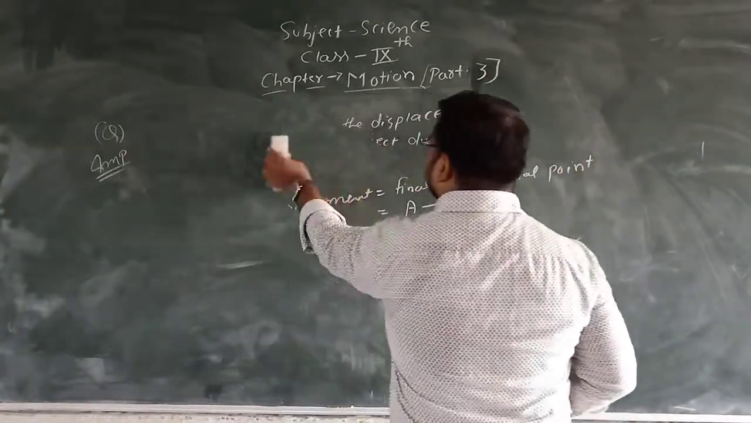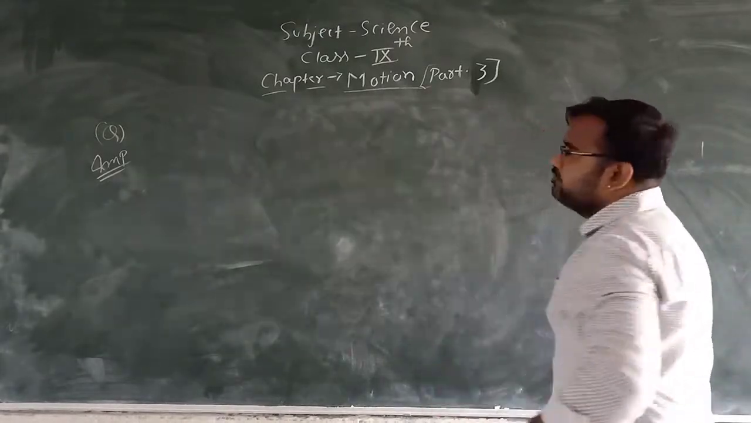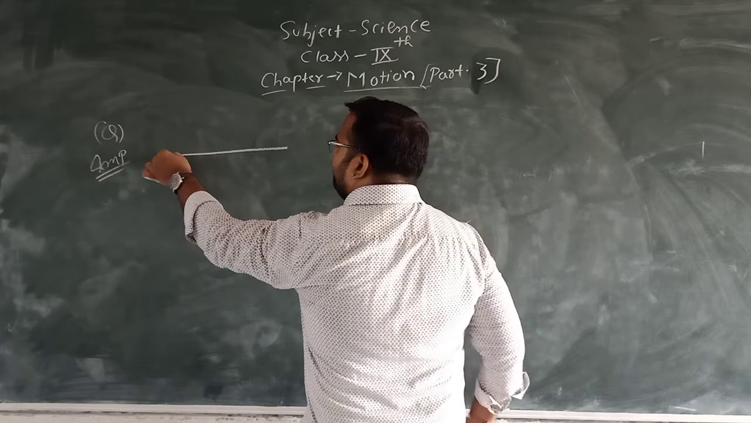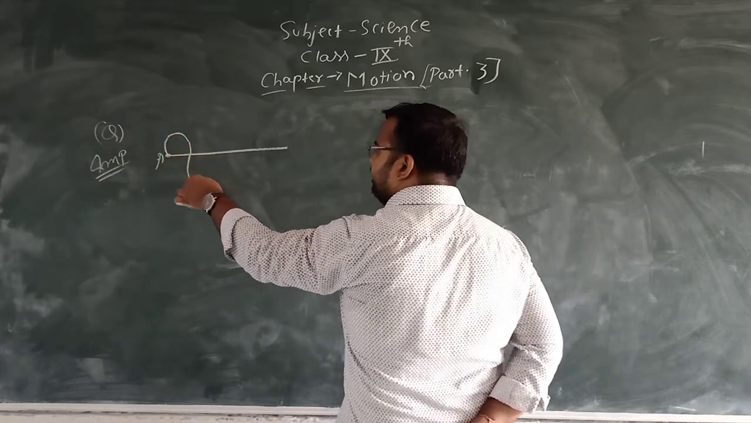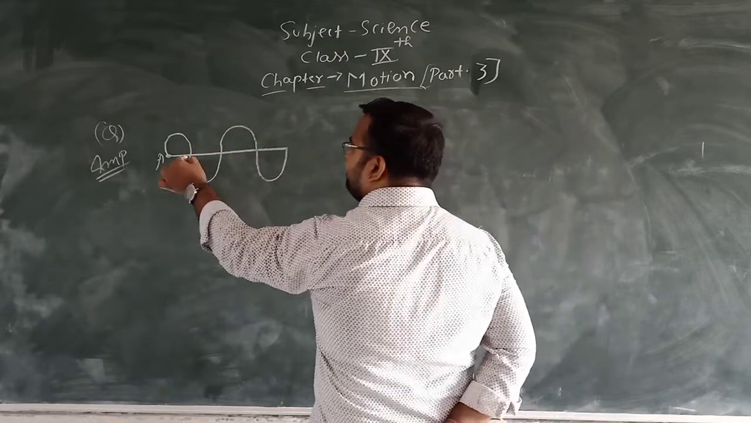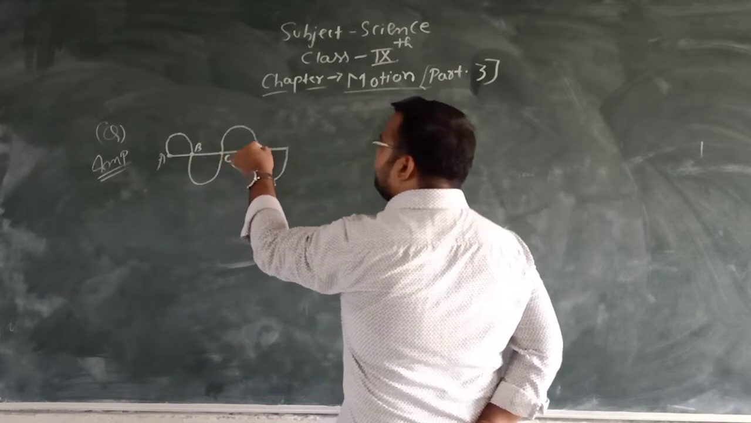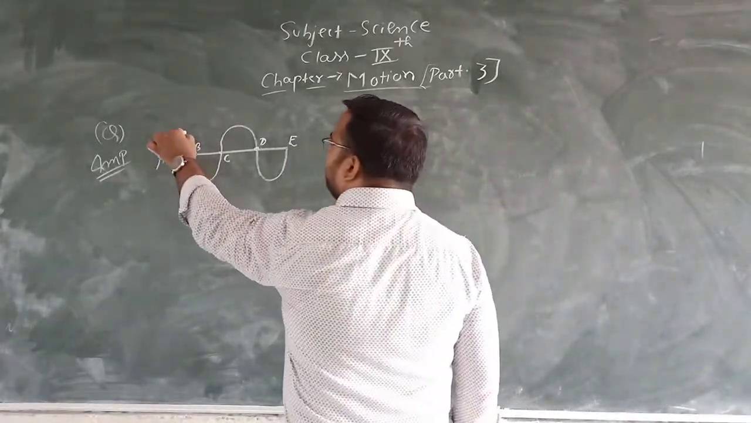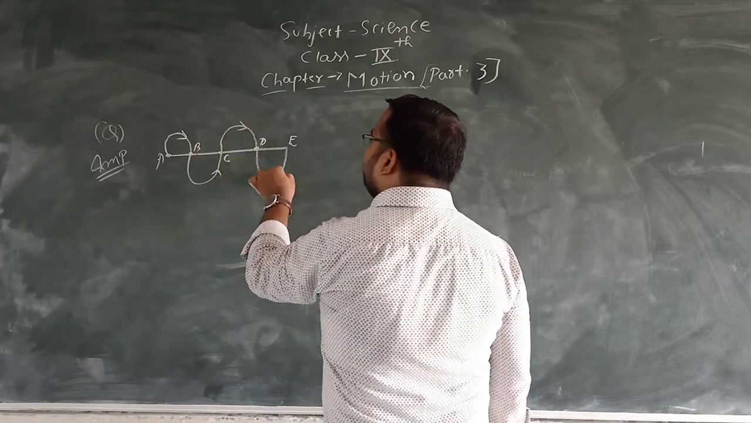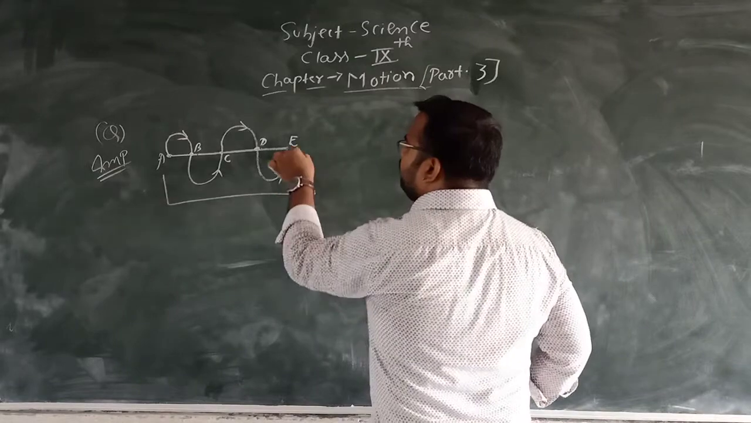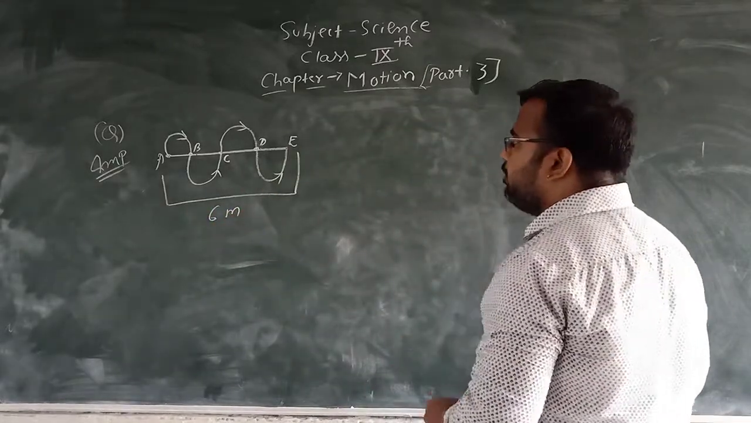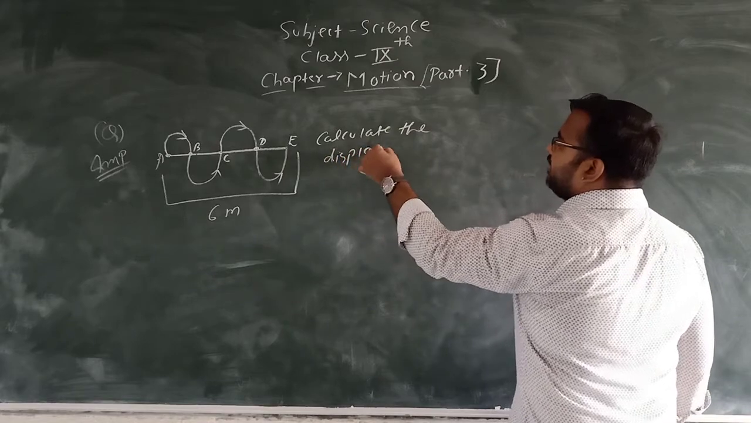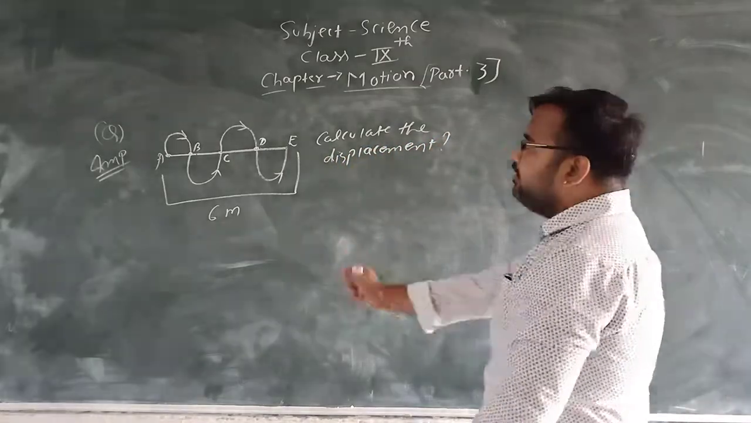Then the next question is, if I write a question like this, point A, an object starts its journey from A to B to C, D and E. For example, this is point B, this is C, this is D and this is E. If the object starts its journey from A to B, B to C, C to D and D to E, and the distance between A to E is 6 meters, the question is to calculate the displacement with the help of this diagram.